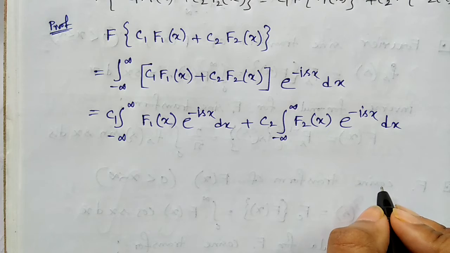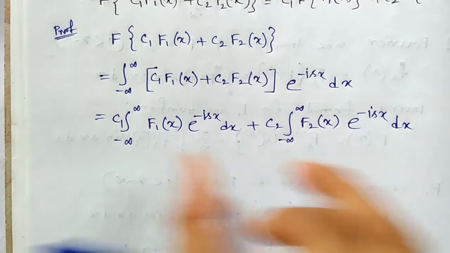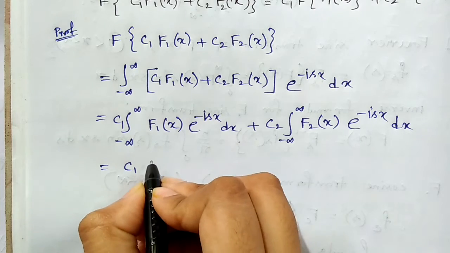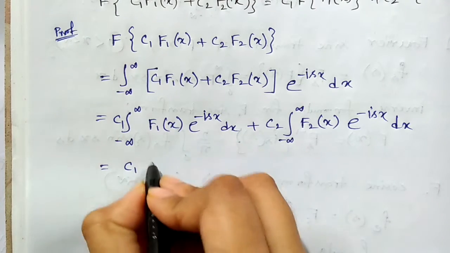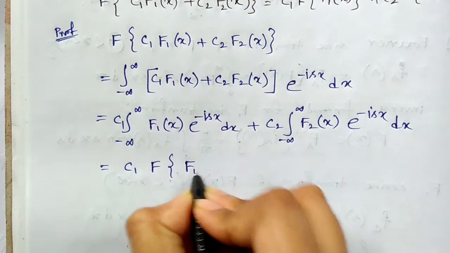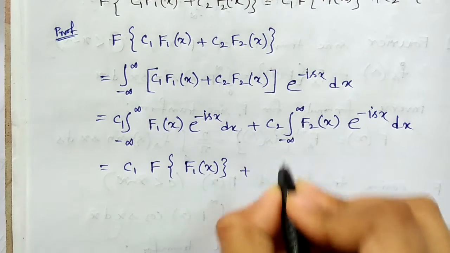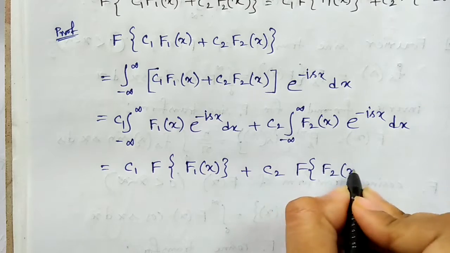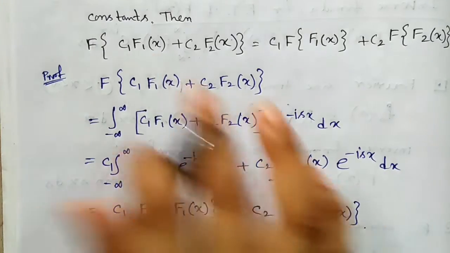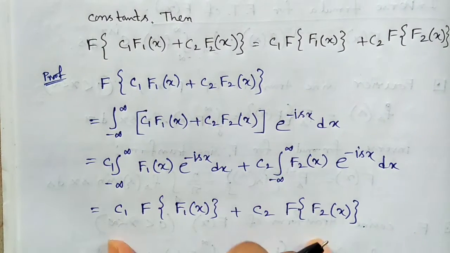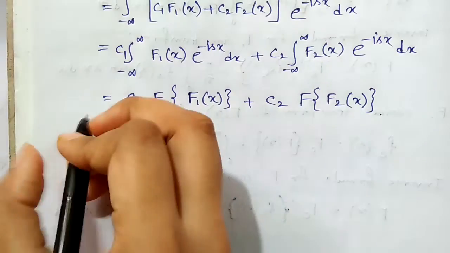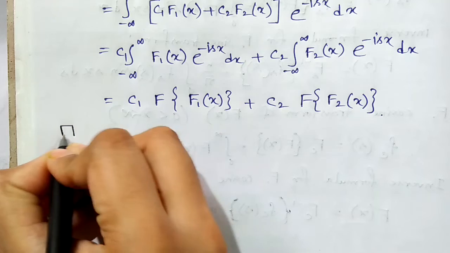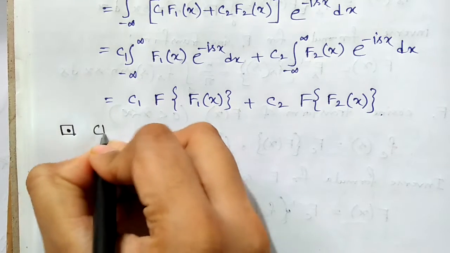These are two separate terms. Now we get C1 times the Fourier transform of f1(x), and this is the Fourier transform of f2(x). So our linearity property is established. Now we come to our next property, that is the change of scale property.